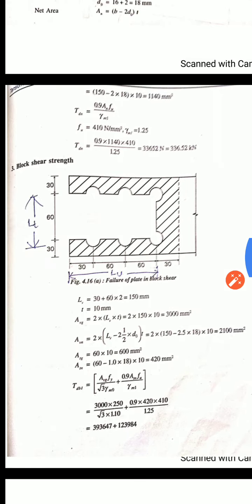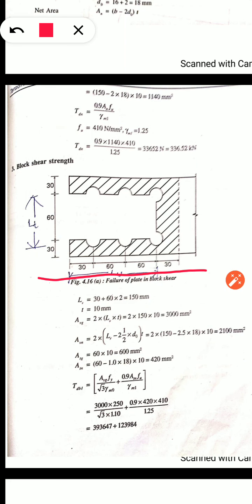Always remember, shear will take place along the direction of force. So this direction is shear, and this direction is tension, perpendicular to the direction of force.